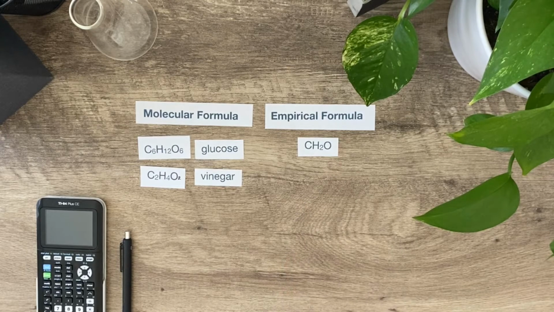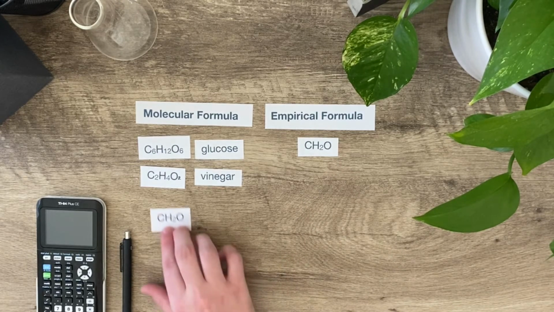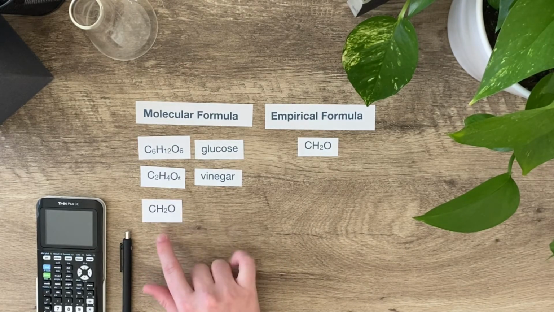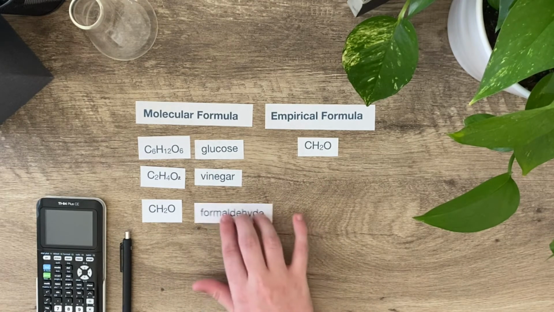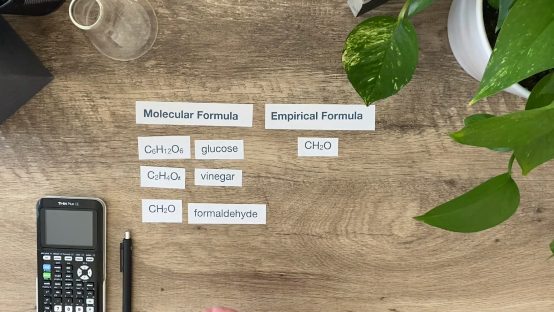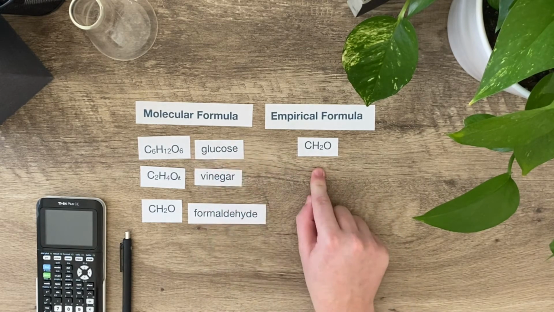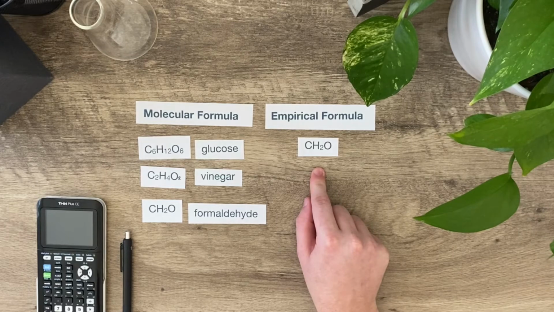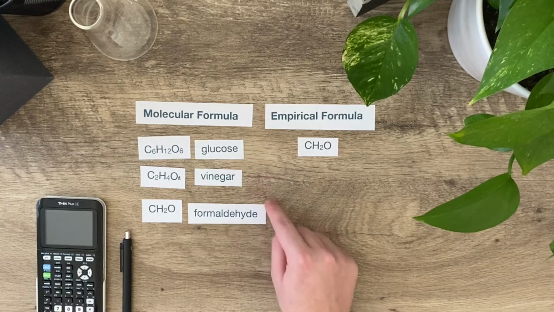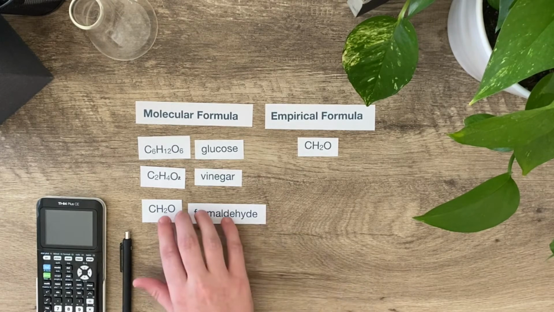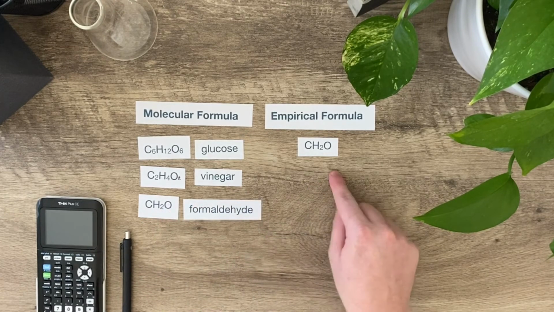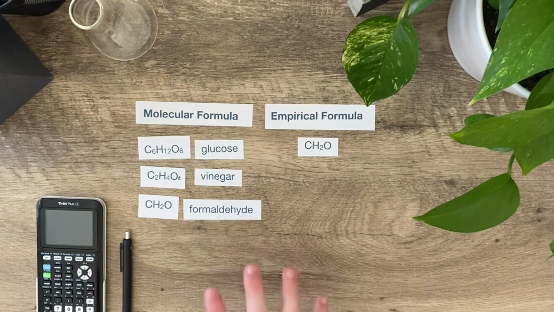Another example might be CH2O itself, which has the same molecular and empirical formula, and in this case is formaldehyde. Now, I want you to also pay attention for two things here. One, all three have the same empirical formula, but they have very different properties. One's a sugar, one's a weak acid, and one's used to prevent tissue from decaying. So don't assume that even though they have the same empirical formula, that they have the same properties.